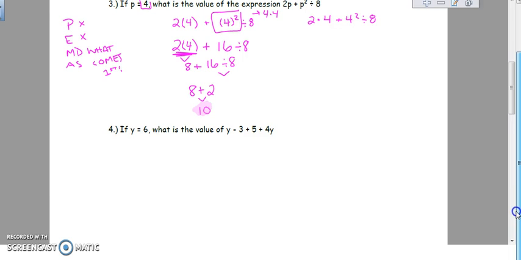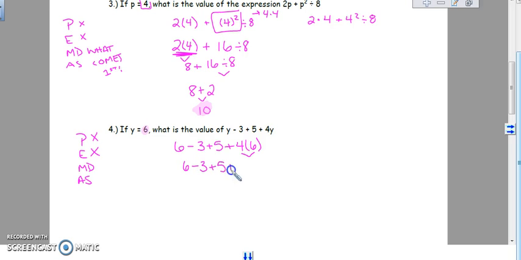Okay, same type of question. We're just substituting in 6. So 6 minus 3 plus 5 plus 4 times 6. Parentheses, exponents, multiplication, division. Again, whatever comes first, addition and subtraction. No parentheses, no exponents. I do have multiplication, division. So 4 times 6 is 24. Now addition or subtraction, what comes first is what we do first. So in this problem, subtraction happens to come first. Up here, addition came first, okay?